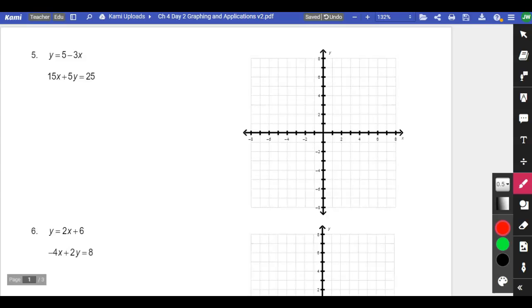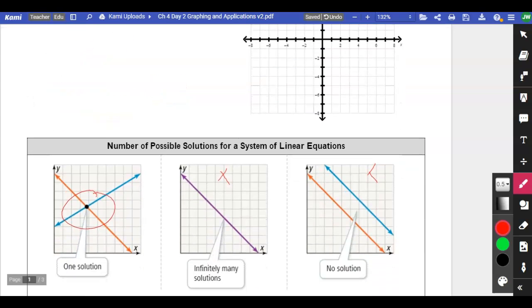So what we see on this one here is that I have one equation. When I solve this equation, if I subtract 15x from both sides, I get 5y equals negative 15x plus 25. And then I divide all of these things by 5, and I get y equals negative 3x plus 5. Well, if we look up here, when rewritten correctly in slope-intercept form, this is negative 3x plus 5. It's the same line, just written in a different format.